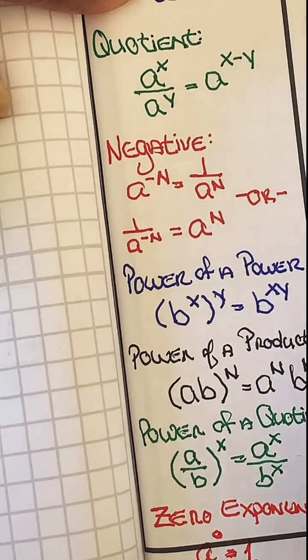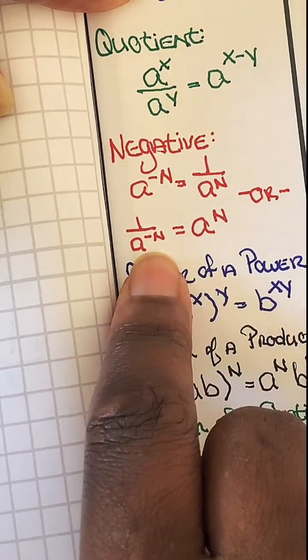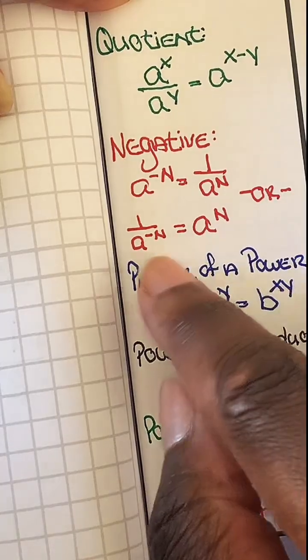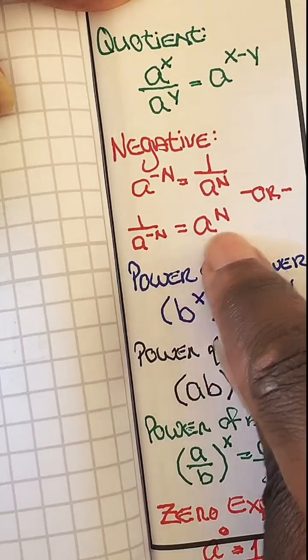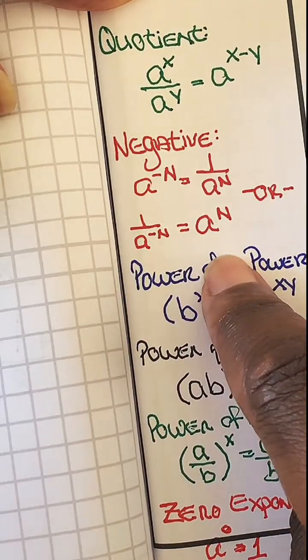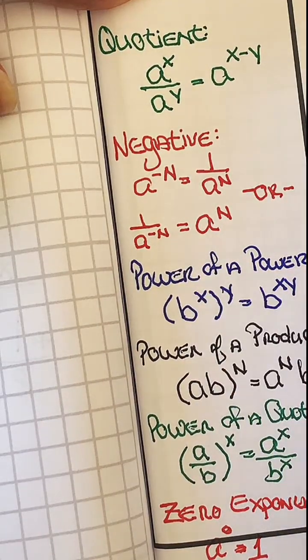But what happens if the negative is already in the denominator? Well, then, baby, you flip it. So when you flip it, now the a to the n is going to be the numerator. The 1 will be in the denominator, but we all know anything divided by 1 is itself. All right?